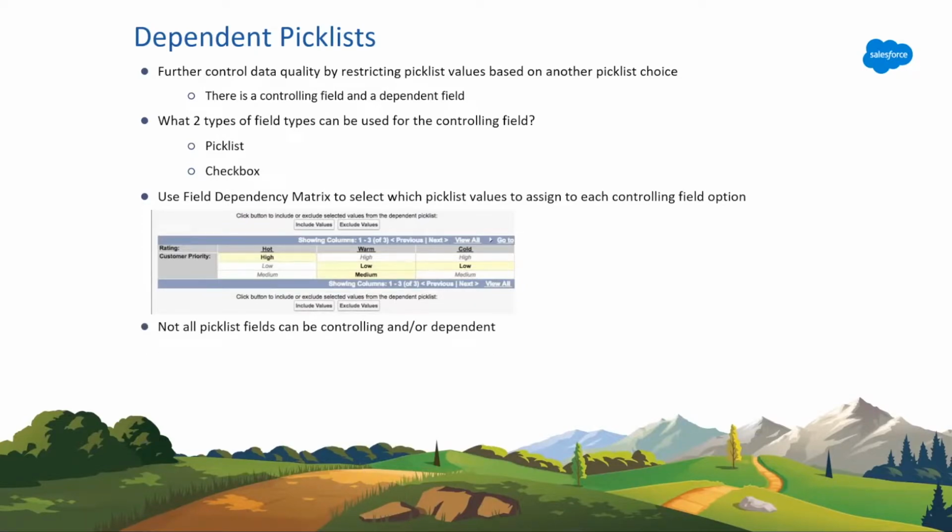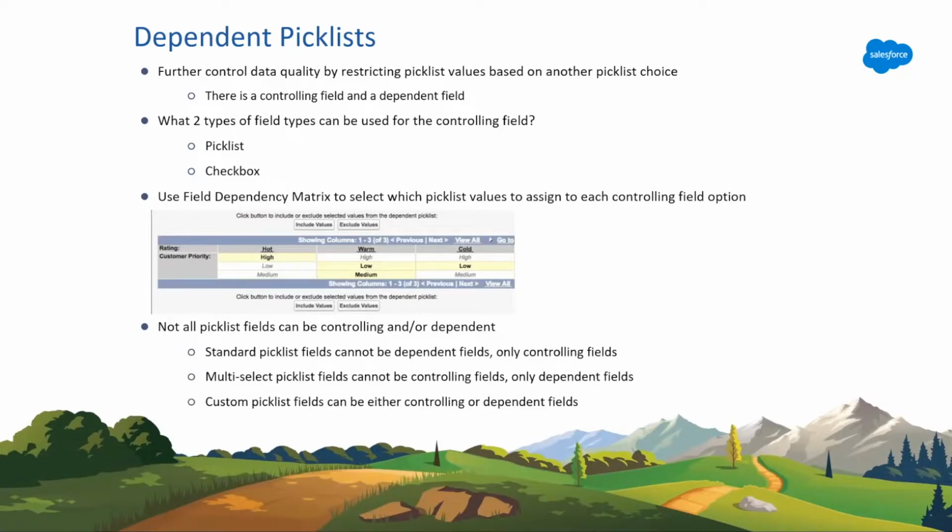Okay. So just in general, not all pick list fields can be controlling. And when I say fields, I mean pick list types. So we're talking standard, custom, and multi-select. Not all of them can be controlling and dependent. This is pretty important to know. So standard pick list fields cannot be dependent fields. They can only be controlling fields. And then multi-select pick list fields cannot be controlling fields. They can only be dependent fields.